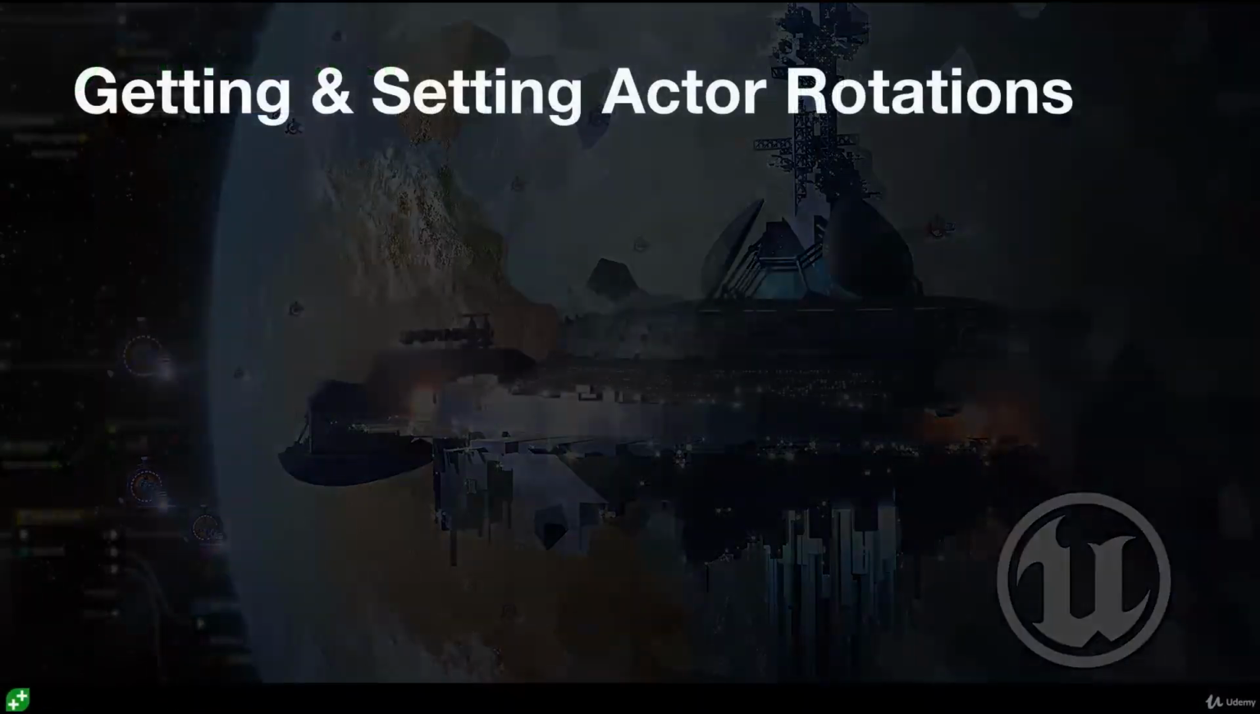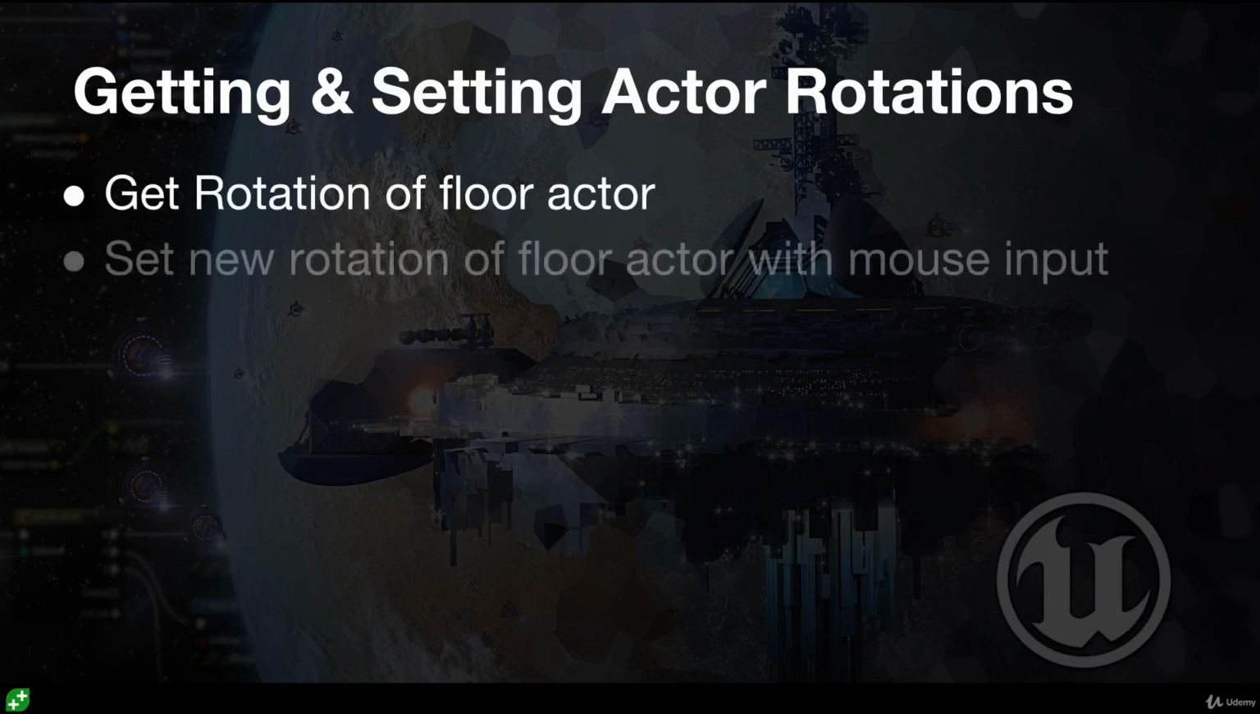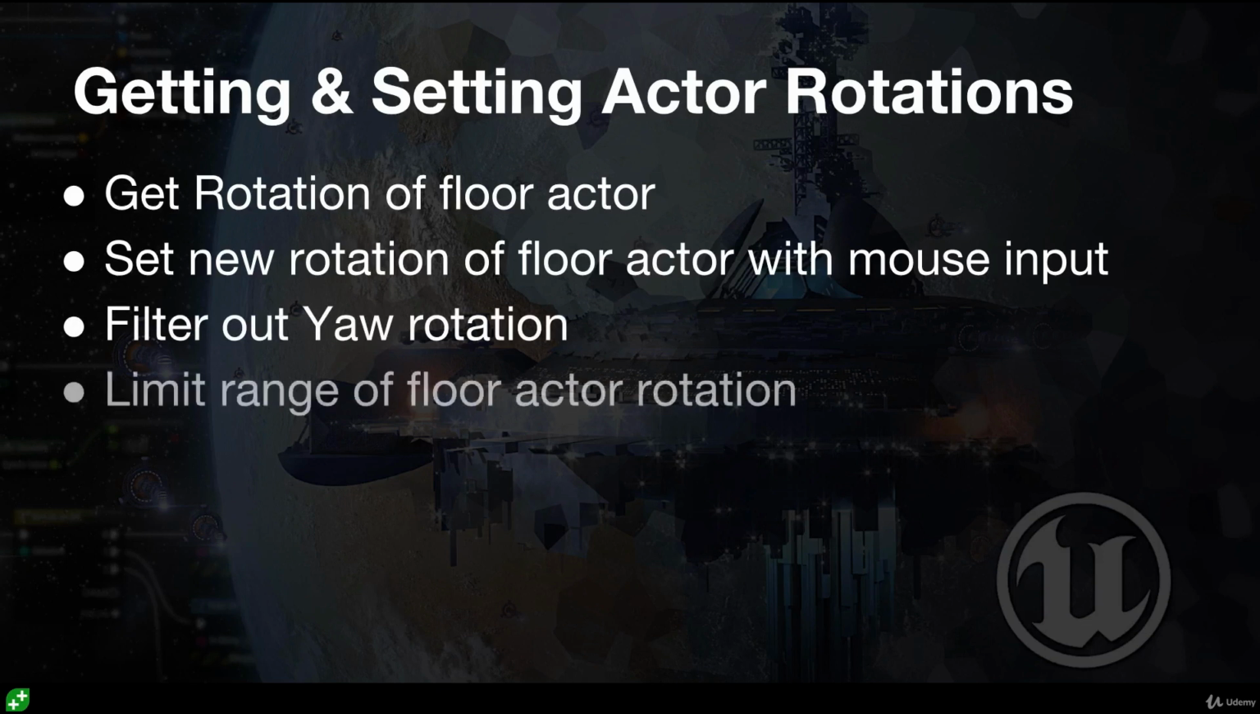Hello, welcome back to this lesson, which is getting and setting actor rotations. So we're going to be doing some more coding in Blueprints. We're going to take a look at how we can get the current rotation of our floor actor, and then using those values, we're going to set a new rotation that combines the input of our mouse. This way will allow us to filter out the yaw rotation, which will fix the yaw offset issue we see. And then we're going to wrap up this lesson by limiting the range of how far we can rotate the floor actor.